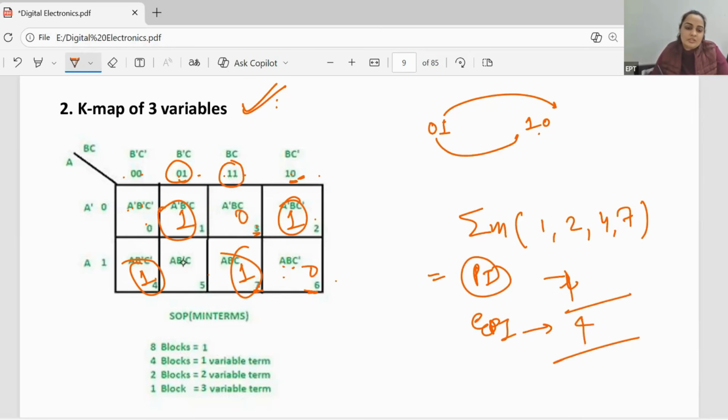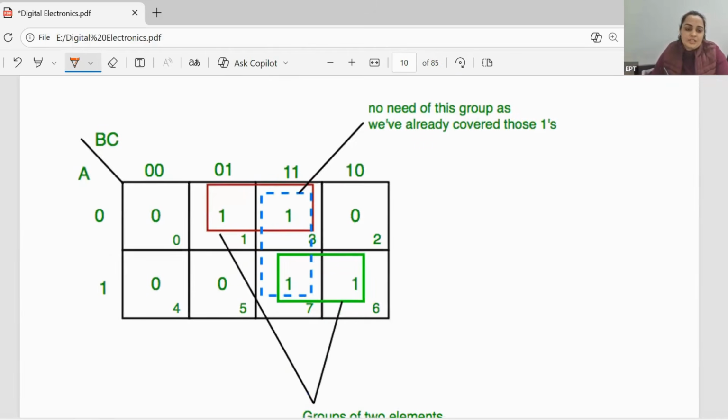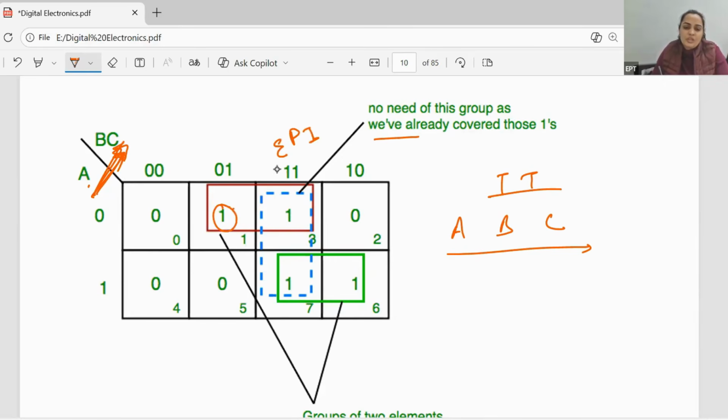Okay, these are the zeros. Here you can see this is an example, ABC. If this is the order in which you are writing inputs in the truth table, you will write them in the same order here. So 1 1, you will combine these two ones. So this is going to be a PI, an EPI. Why? Because this is the only way to combine this one. So this is going to be EPI. Similarly, this is going to be EPI.